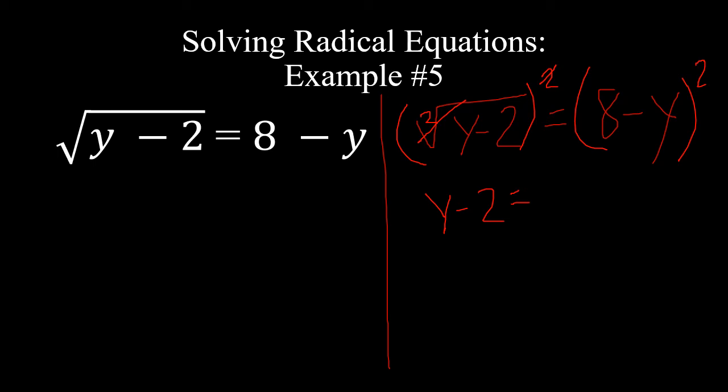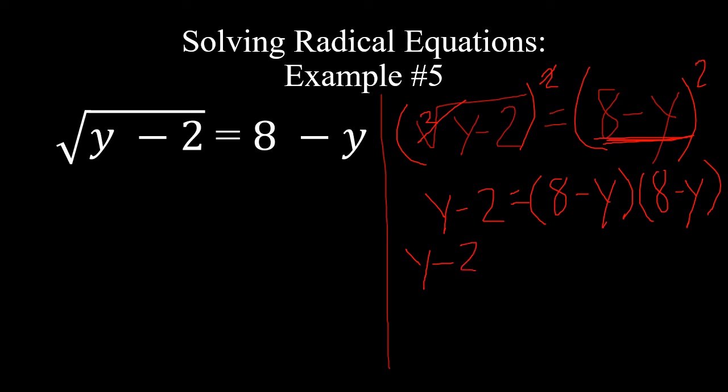And on the right side, now, this is important. We are squaring a quantity. So for this entire quantity, we want 2 copies of it multiplied together. So 8 minus y times 8 minus y. That quantity is being squared. Very, very important, which means we need to FOIL. I am pretty confident in your ability to FOIL, so I'm just going to jump right to it. 8 minus y times 8 minus y is going to leave us with y squared minus 16y plus 64.